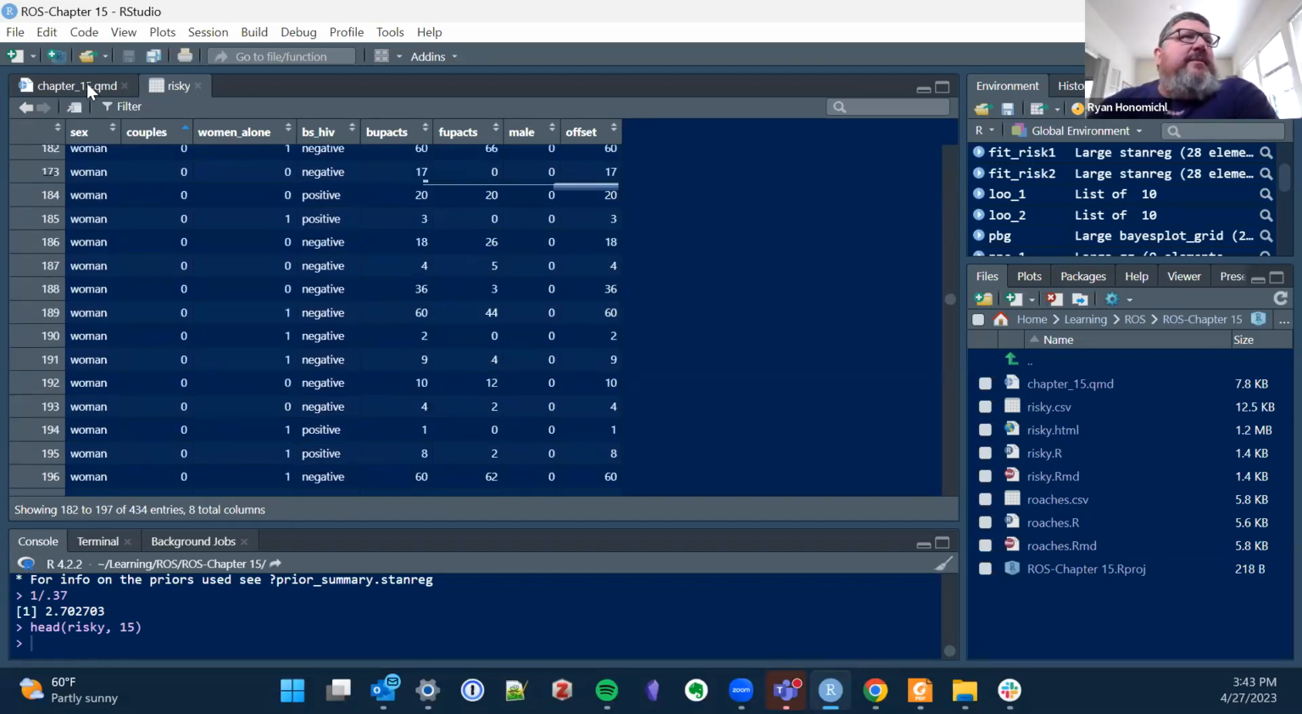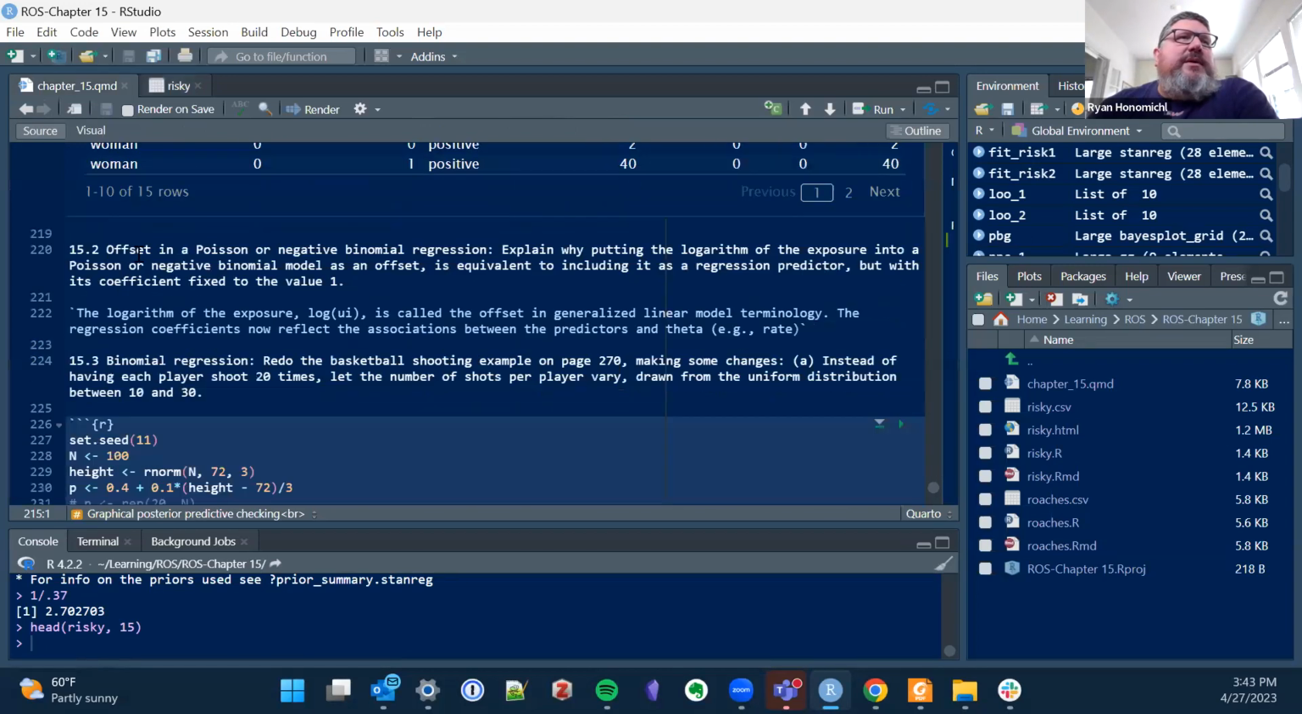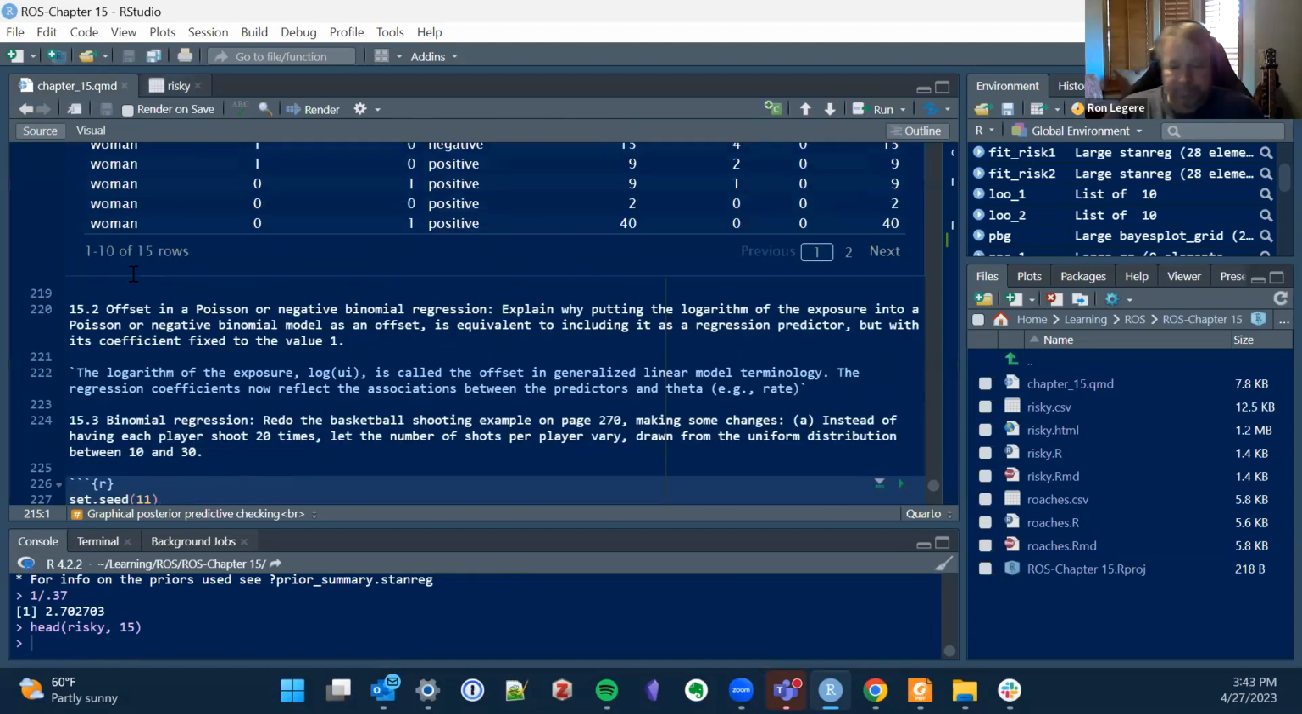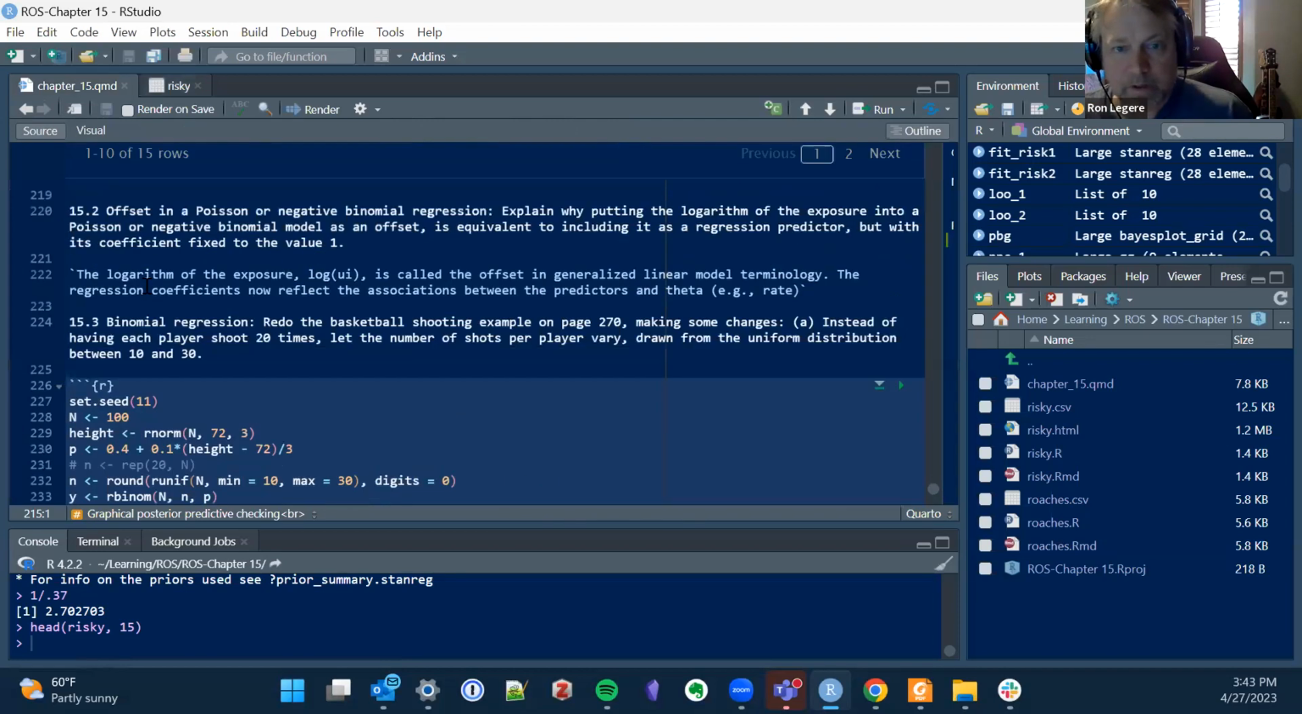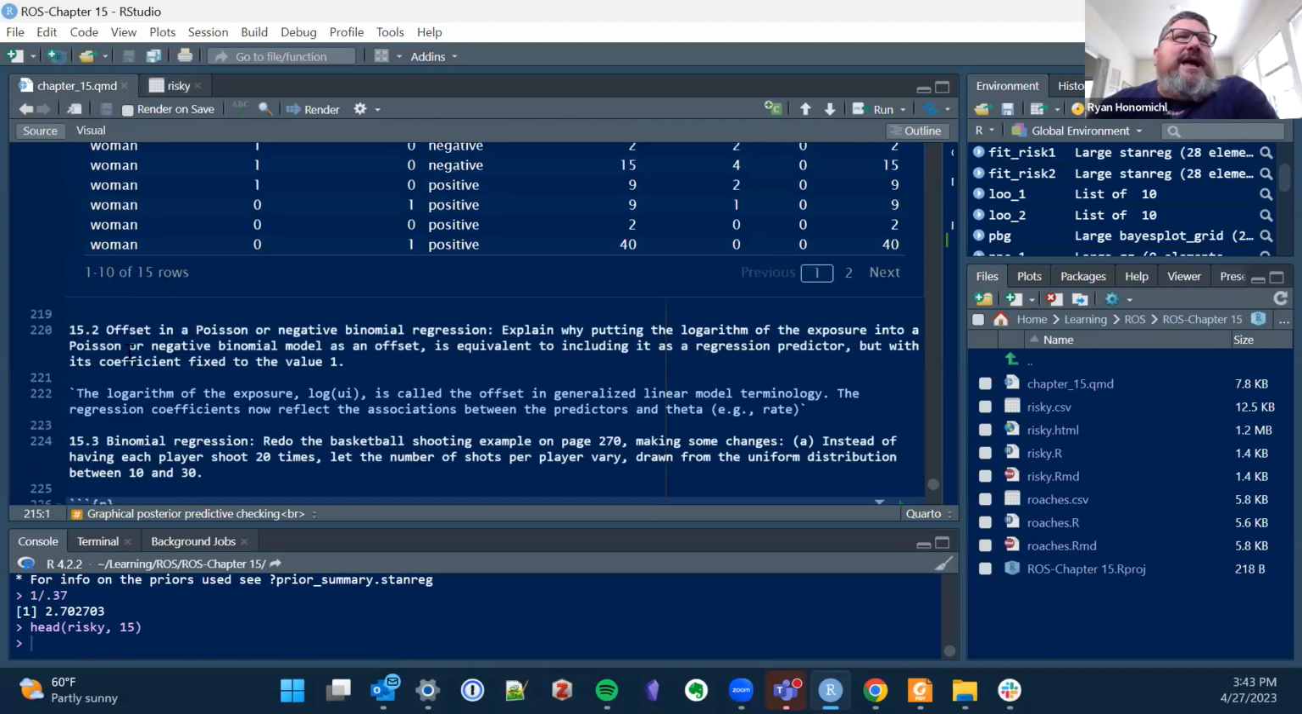Anyway, we're almost out of time. Yeah. Let me just go through a couple other things. I probably won't get through all of it, but there's not that much left. So the 15.2 was the offset in Poisson or negative binomial regression. When I put the logarithm of the exposure into a Poisson model as an offset, it is equivalent to including it as a regression predictor, but with the coefficient fixed at a value of 1.